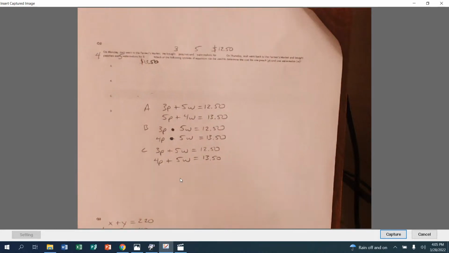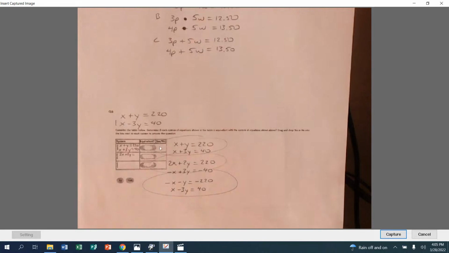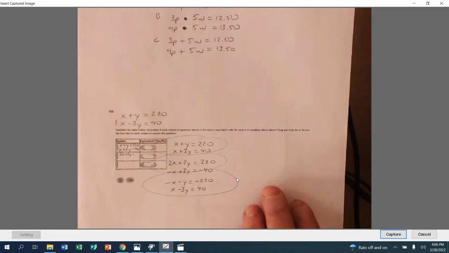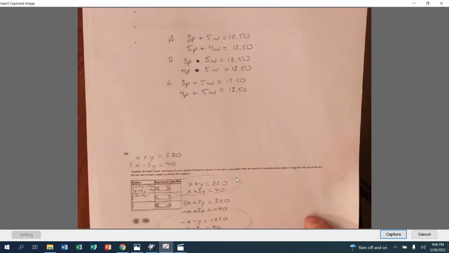All right, problem 3. Here are the 2 original equations: X plus Y equals 220, X minus Y equals 40. Because I ran out of room, it was kind of small. For these 3 sets, I want you to look at them and tell me if yes, they're equivalent, or no, they are not equivalent. So write down all of this, write down the original set, and then these 3 for you to look at and see if they're yes or no, equivalent or not.